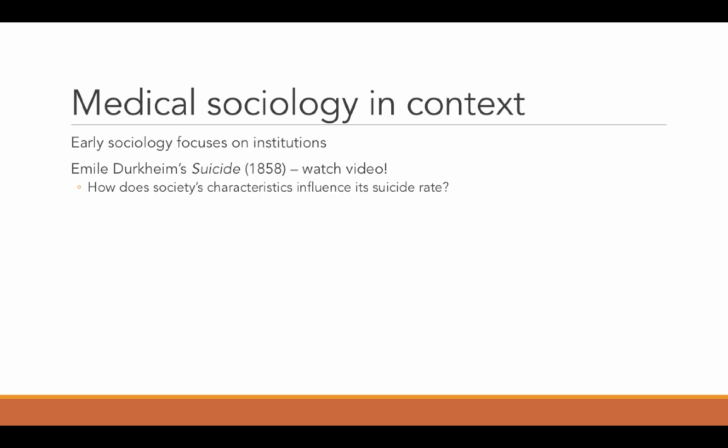occupations. You have people like Karl Marx, who you may have heard of. Karl Marx focused on capitalism and the economy. There was another sociologist named Max Weber, also from Germany, who studied the economy, and he also studied religion and bureaucracy. And then there's Emile Durkheim, who was from France, and he was also interested in capitalism and religion and how those things influenced human behavior.